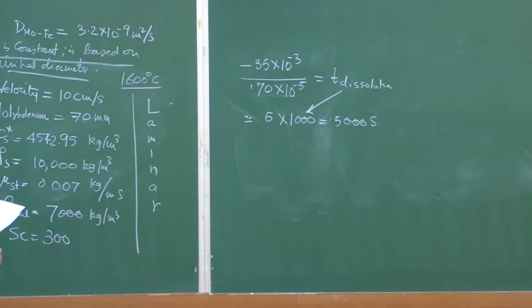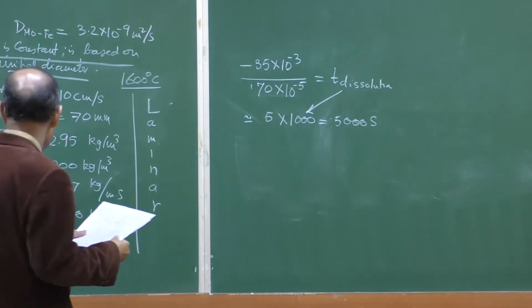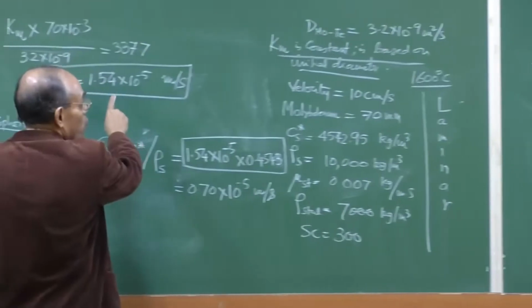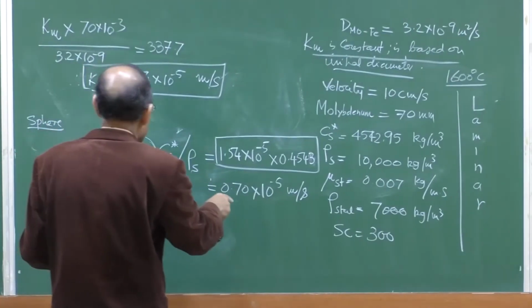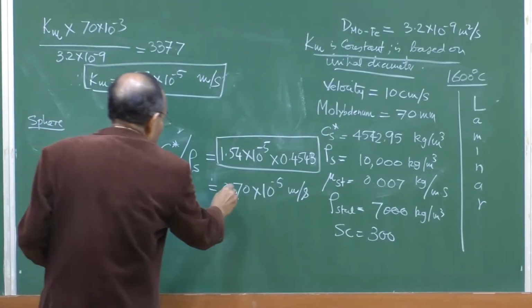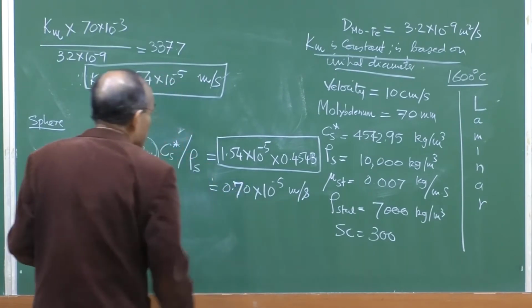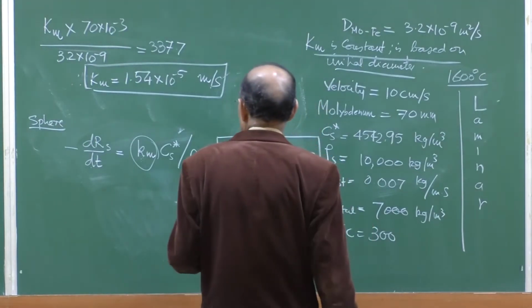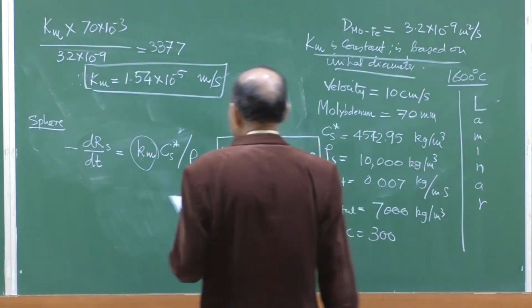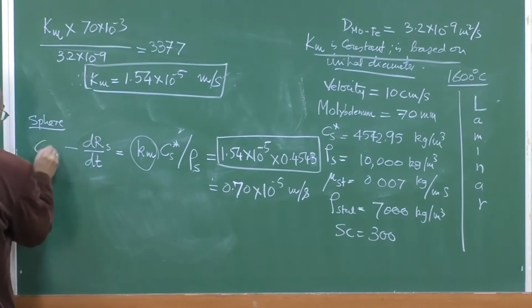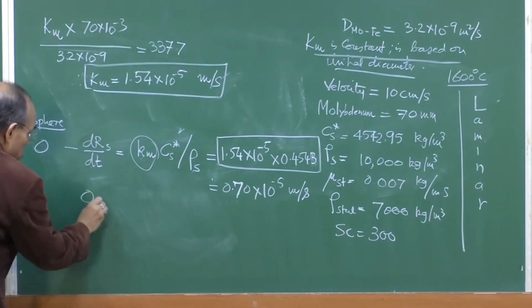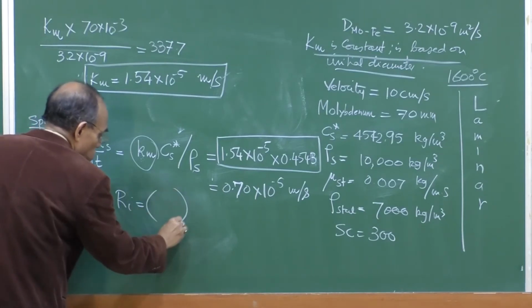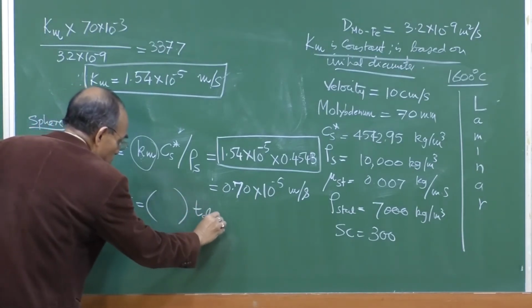So, that is the answer to the problem. This is the mass transfer coefficient we have calculated. The radius is found out to be the rate at which the radius is decreasing, and then this is 0 minus the initial radius, final radius 0 minus the initial radius, R I, and this is equal to t dissolution, that is the integral.